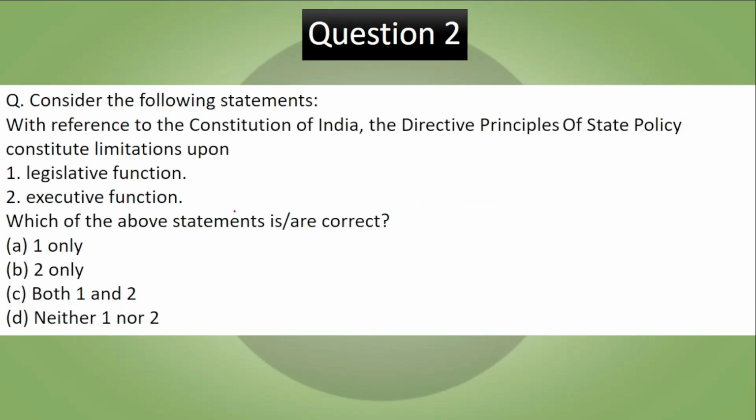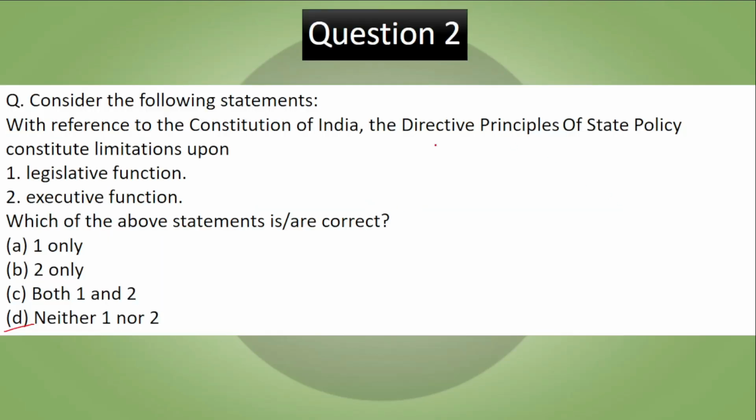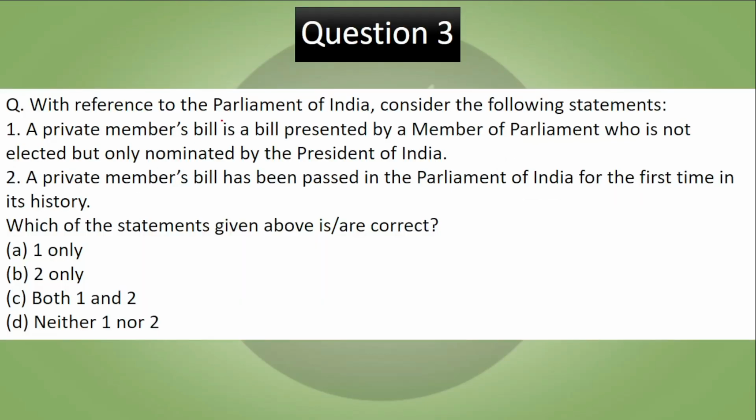Question second, consider the following statements. With reference to the Constitution of India, the directive principles of state policy constitute limitations upon legislative function or the executive function. Which of the above statements is correct? Pause the video, try to attempt. Now let's see the answer. Your correct answer to this is D, which is neither one nor two. Fundamental rights act as limitations on legislative and executive functions, not DPSPs. They are just a set of guidance for welfare of the people to the states. So your correct answer is D.